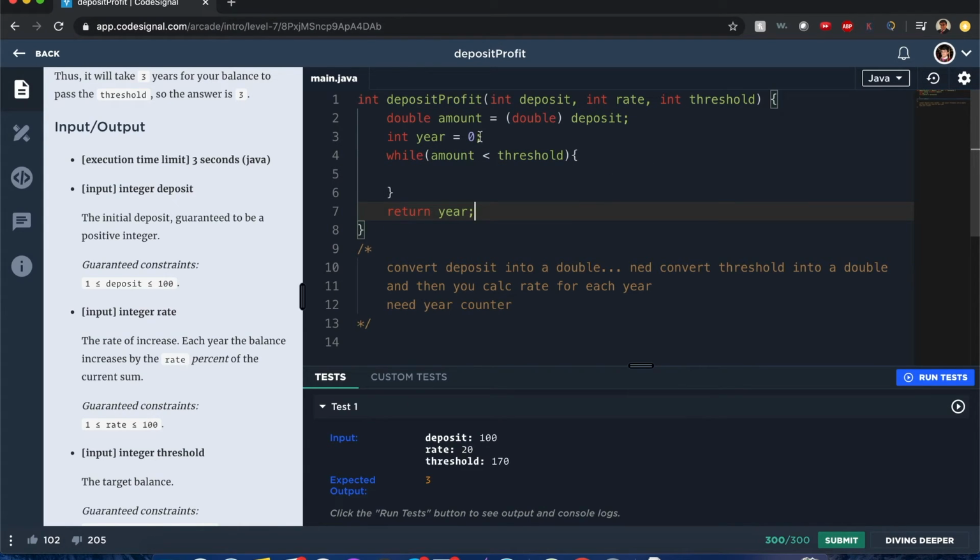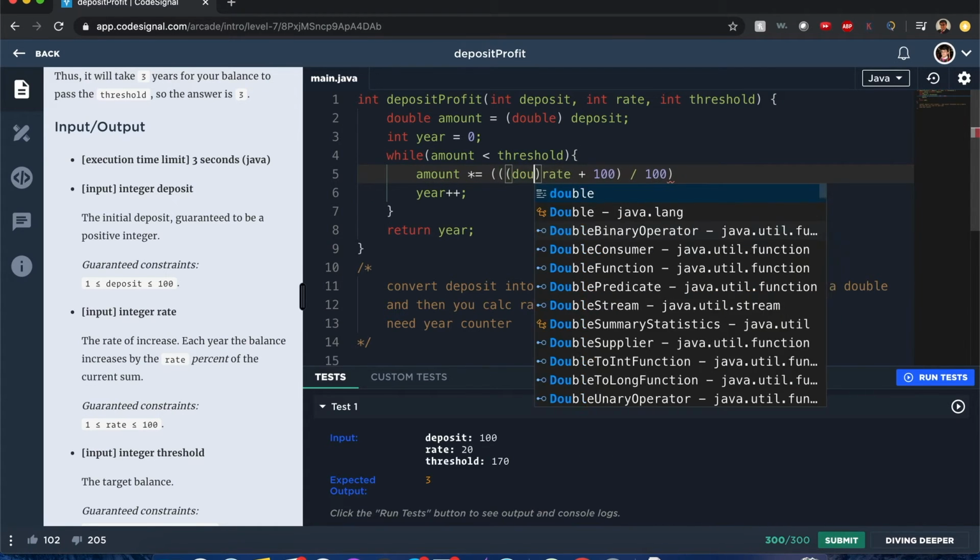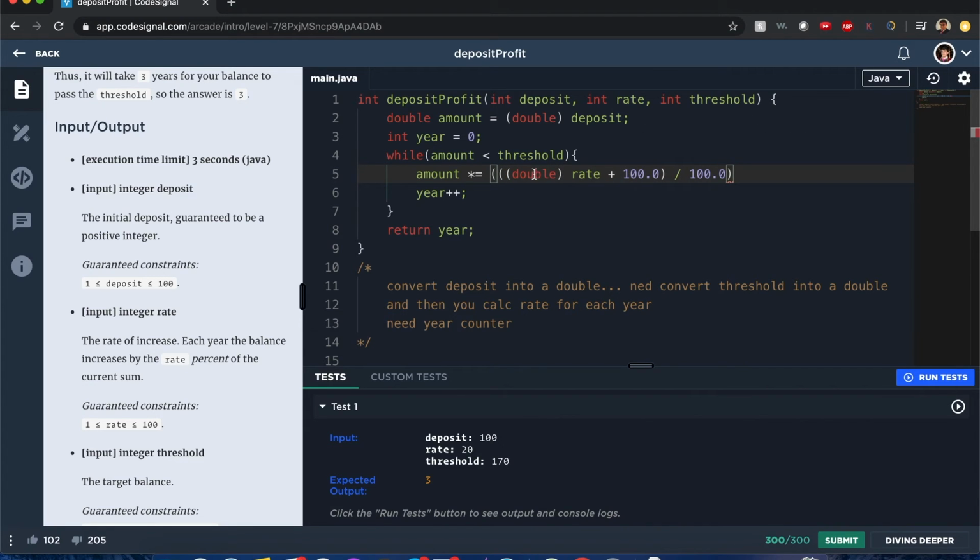In the situation where your deposit is already past your threshold, it returns zero, which means no changes occurred. Each time it goes through this while loop, we increment by 1 year for every change, and that change is amount times-equals the rate plus 100. I'm going to convert this to a double actually. It's going to increase by this amount, guaranteed, and we'll wait until the amount is greater than the threshold. Since we can't compare a double with an int, we also have to cast threshold as a double.